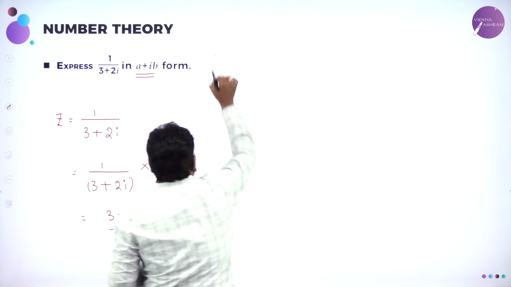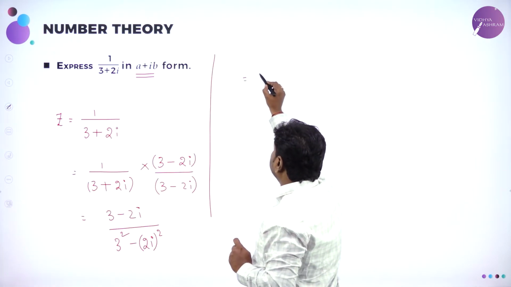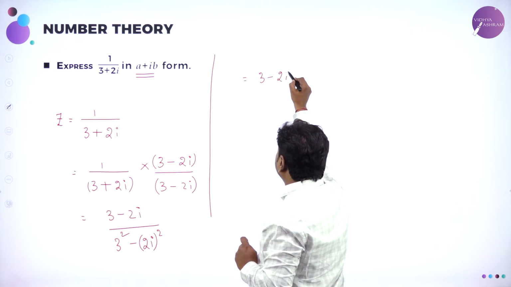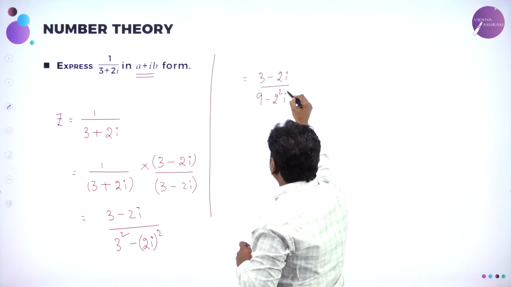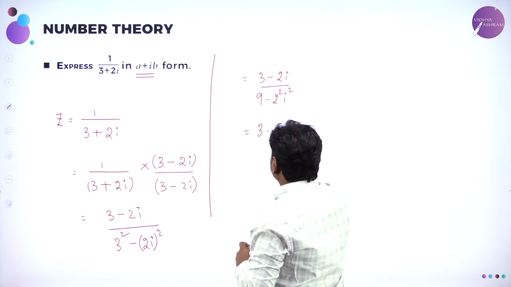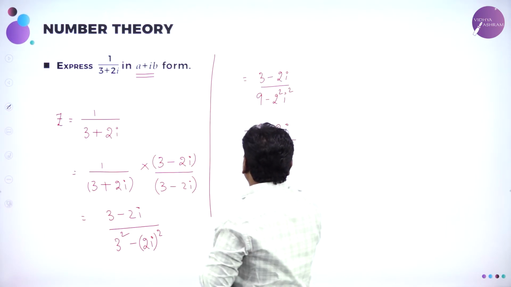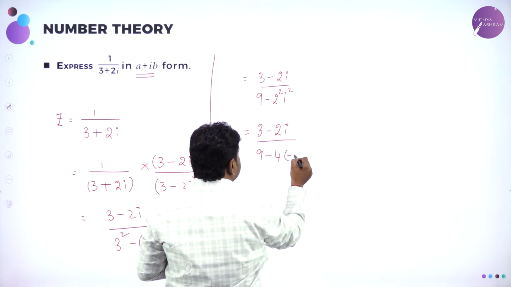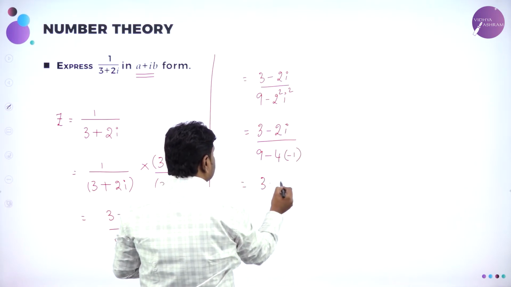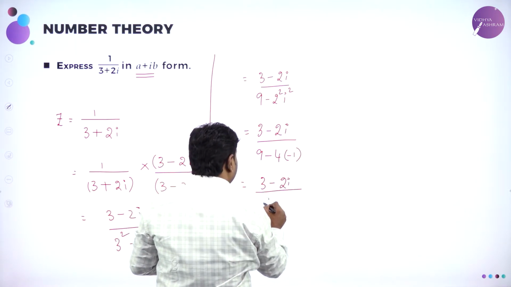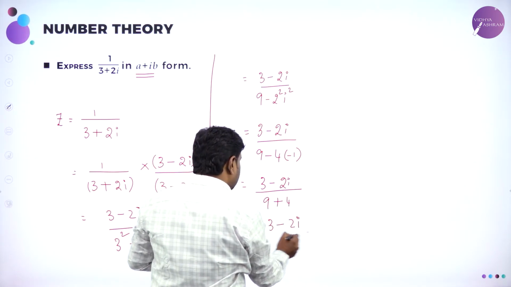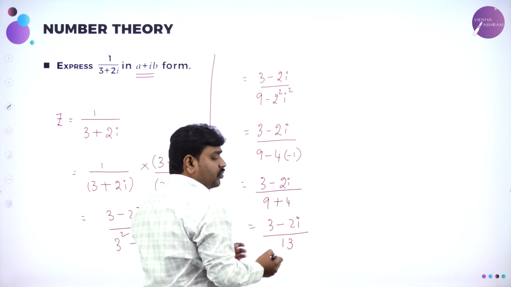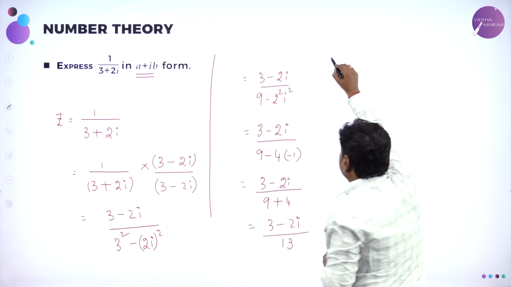Further simplify this. That is (3 minus 2i) divided by 3 square, which is 9, minus 2 square i square. Further simplify: 3 minus 2i divided by 9 minus 2 square, which is 4, i square is minus 1. Simplify this: 3 minus 2i divided by 9 plus 4. So simplify further, 3 minus 2i divided by 13.